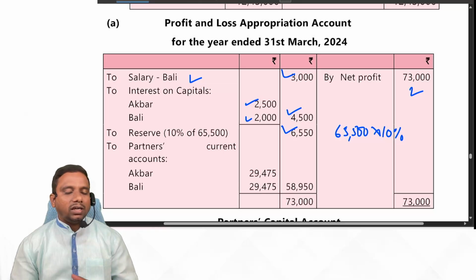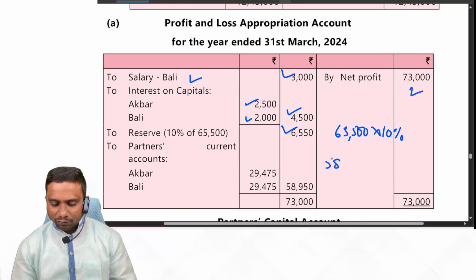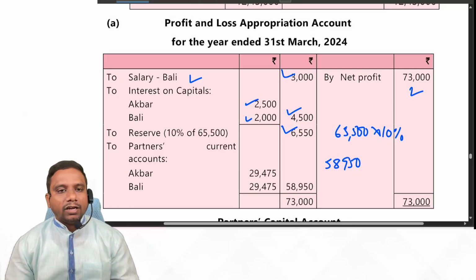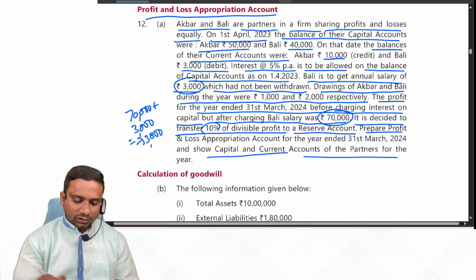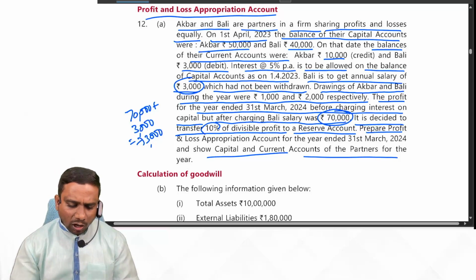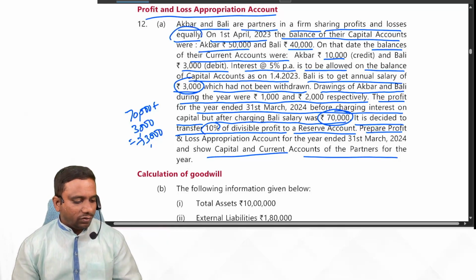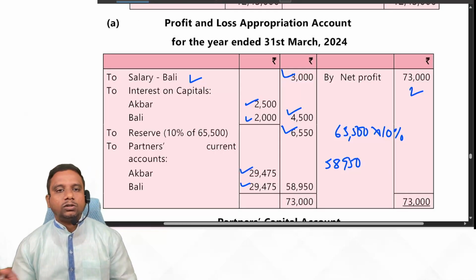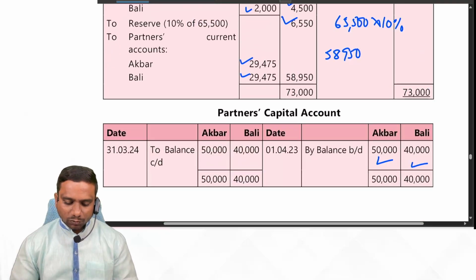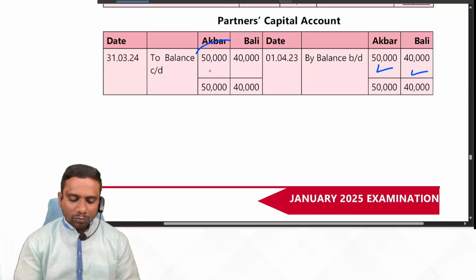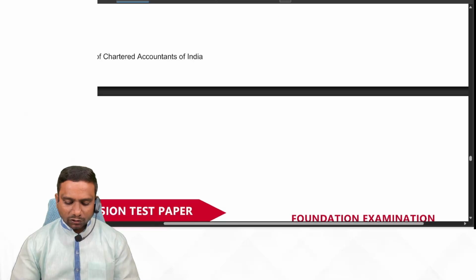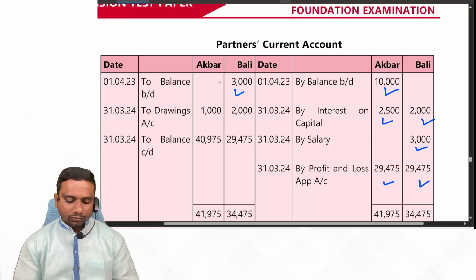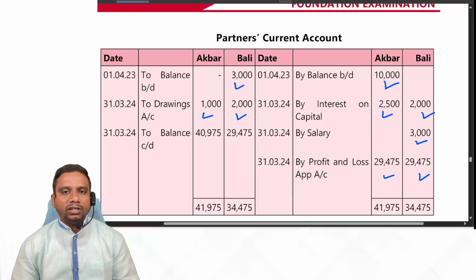Remaining balance 58,950. This is distributed among partners as per the agreed ratio. How are they going to distribute profits? Equally. So divided by 2, 29,475 rupees is transferred to each partner's current account. In the partner capital account, only capital balances are shown. All remaining transactions are routed through the current account, that is, interest, salary, and profit. So here they have withdrawn 1,000, 1,000 debit, and balance it.